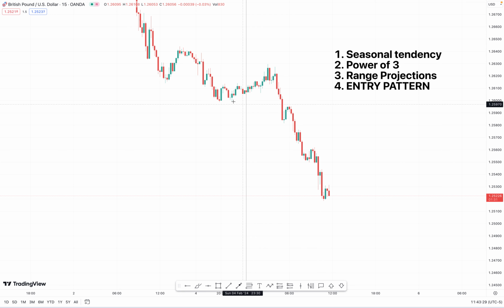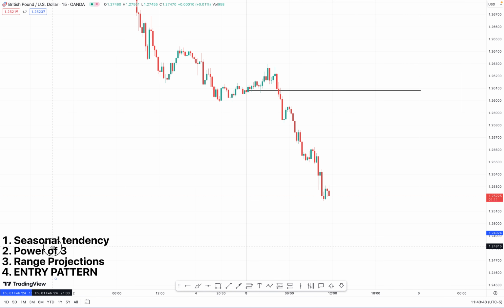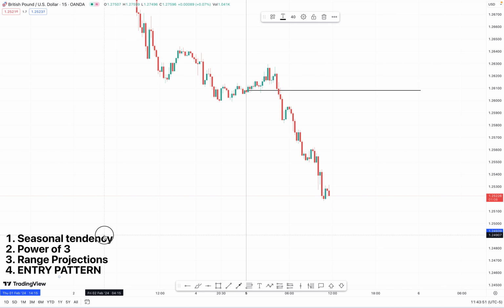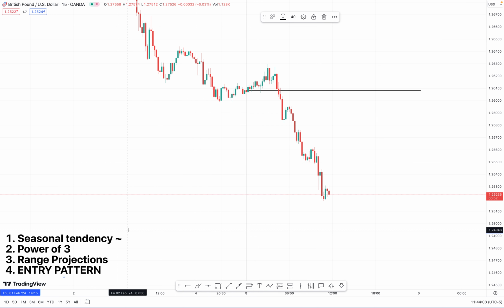It's Monday, first Monday of February. Market opens. I'll mark the open of the day. Red candle, so we're marking the top of the red candle. I'll put this on the side. These are the 4 things we're looking at. So seasonal tendencies, check. That's done.